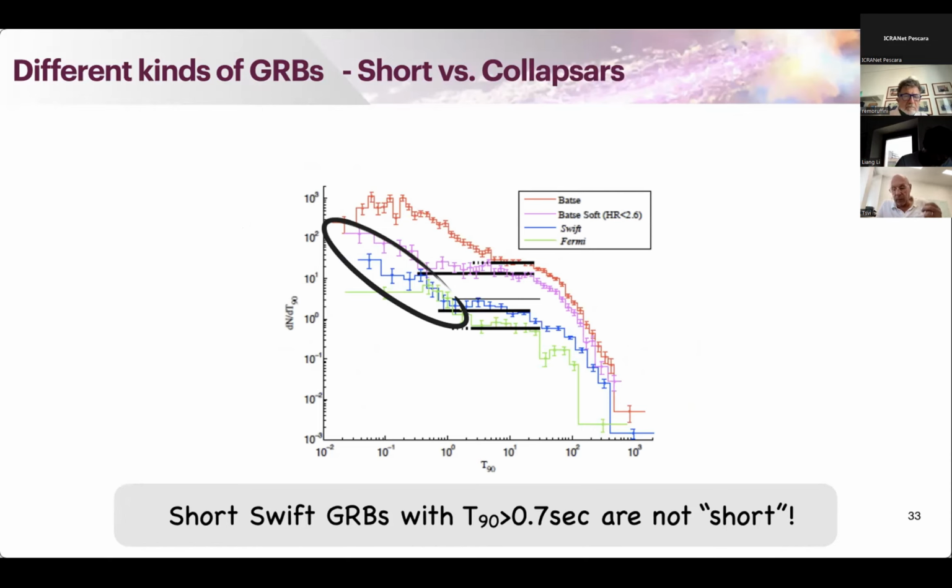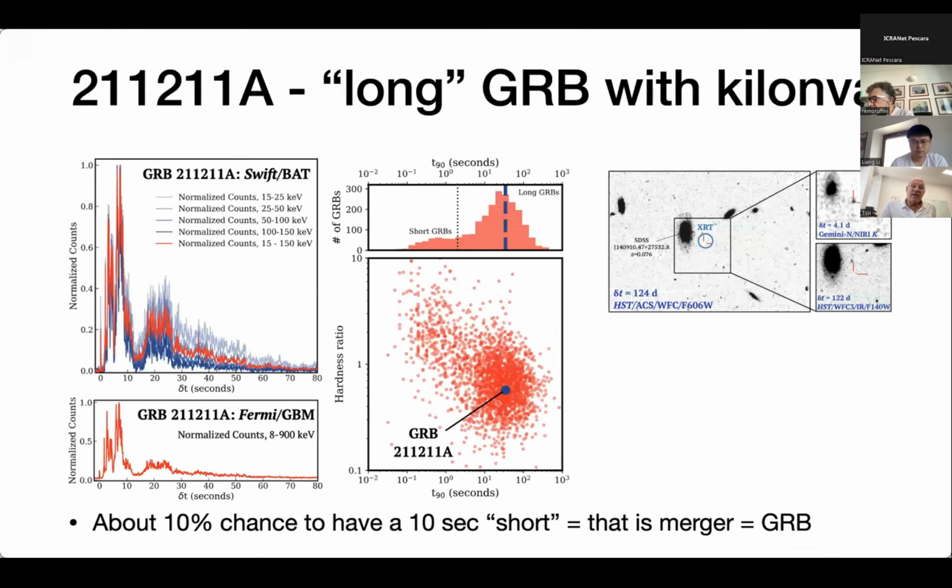I mean, what is non-collapsar or merger depends on the detector. If you have a soft detector like Swift, then you have to take a different threshold for division between collapsars and non-collapsars. So, for example, there was enormous noise now in the system. Probably there will be a Nature paper or whatever about 211211A, a long burst with a kilonova.